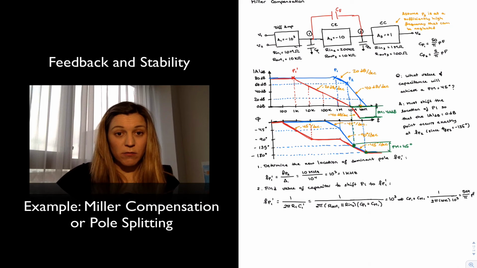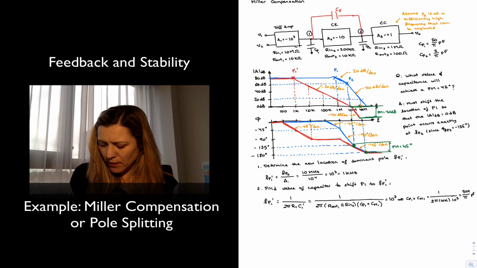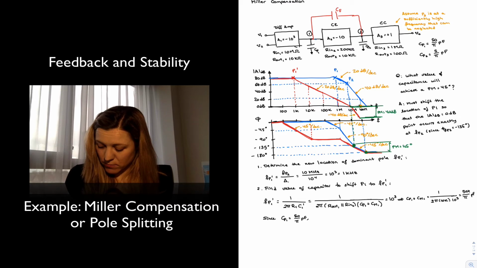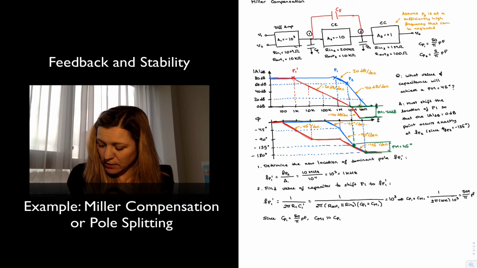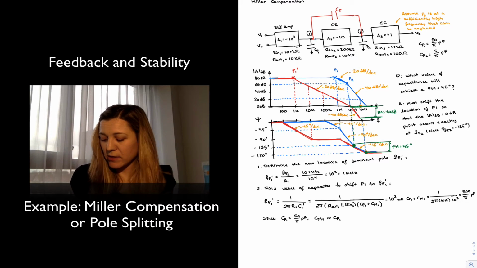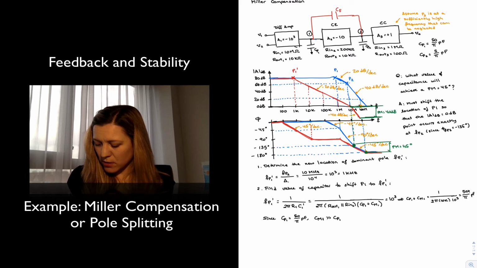For my C1 prime capacitance, my capacitance at node number 1, since CP1 is equal to 50 over pi, we can assume that CM1, my Miller capacitance at node 1, is much greater than CP1, because CP1 is 50 over pi and then CM1 plus CP1 is 50K over pi picofarads.